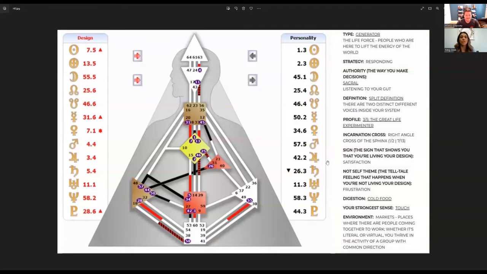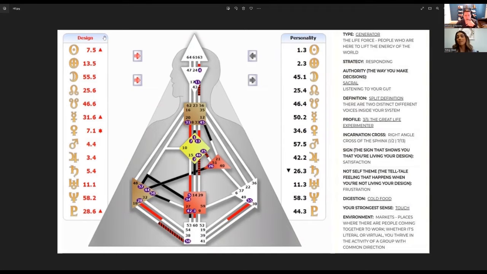Okay, so from here, we're going to look at the numbers on the side of your chart. If you look at the very top, and this is just for your understanding, you've got the personality all in black and you've got the design all in red. The personality, these are going to be your traits that are really apparent to yourself and others, whereas the design is a little more subconscious.